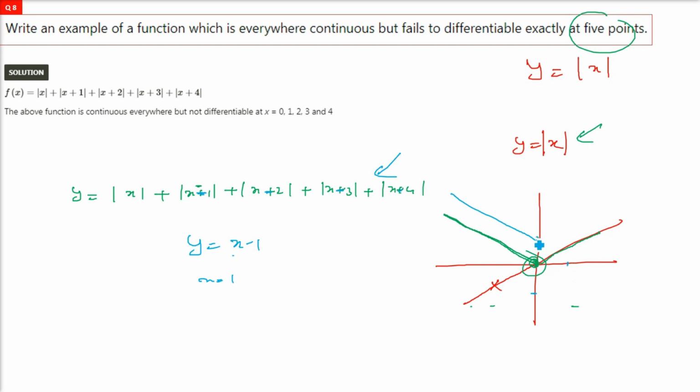So we are talking about this. This is not the actual point. This is not the actual point. This will be the actual graph for mod x plus 2. And similarly, you have again this one, mod x minus 2, mod x minus 3, mod x minus 4. So this is how you can comprehend why we have used this.